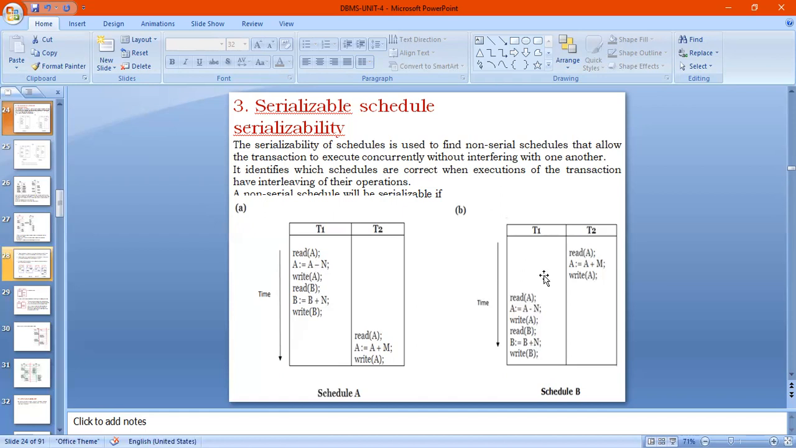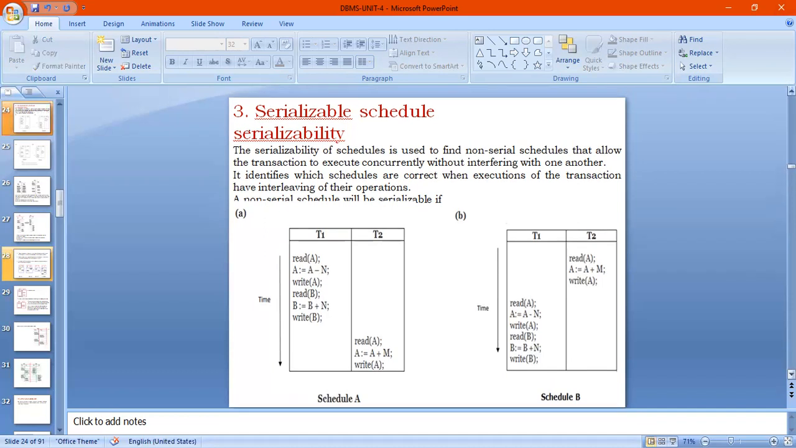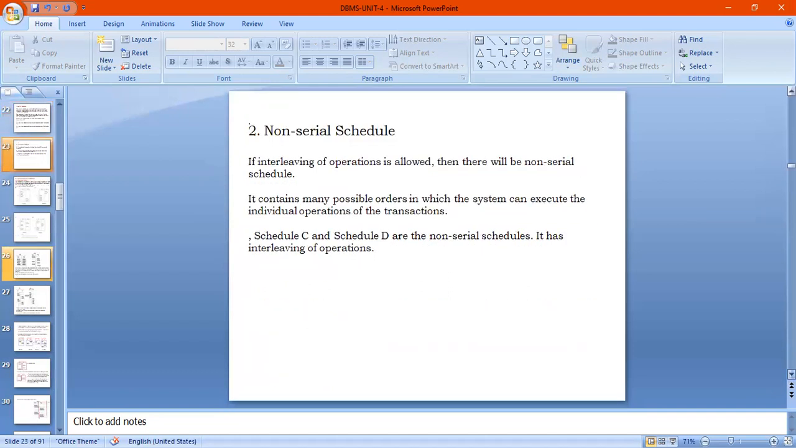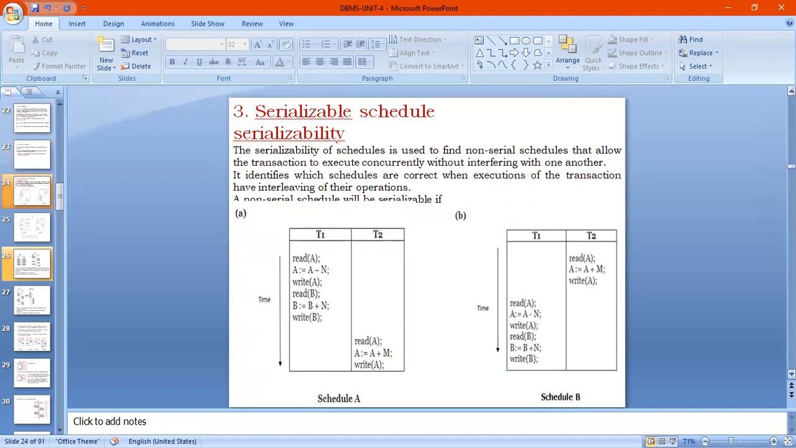In figure B, with the time slash, that means the initial read is there, and after the time slash, what is happening? That means during this time, T2 is under transaction. That's what we have seen in the previous figures, the serial schedule and the non-serial schedule. So serializability is used to find non-serial schedules and to execute them concurrently without interfering with one another.